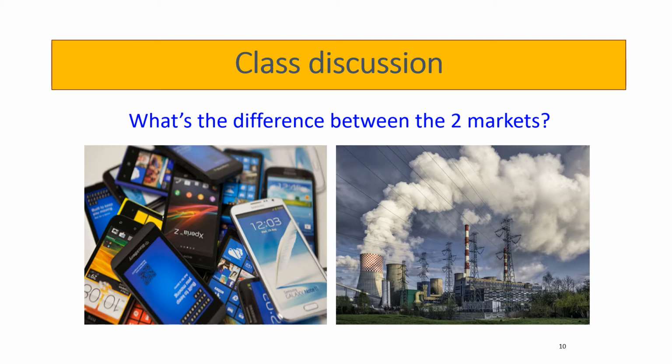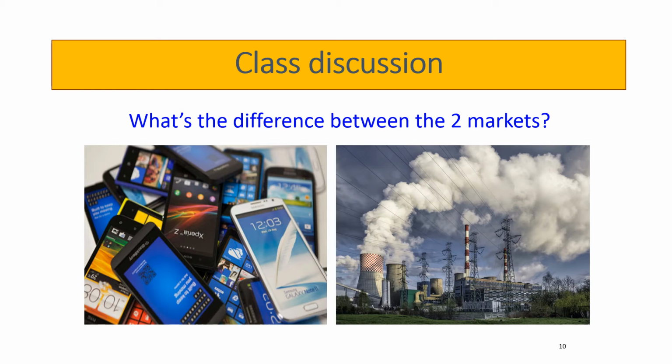When I say market, definitely you have to have demand and supply. So the first market, we are talking about smartphones. You must have the demand, meaning the consumer demands it, and the supplier will respond by providing the smartphone. While the second market, we are talking about the pollution market. So there must be a demand for pollution. That's why the firm responds by producing the pollution.